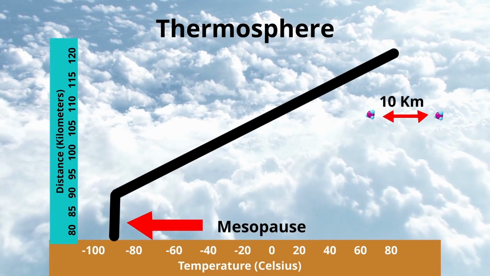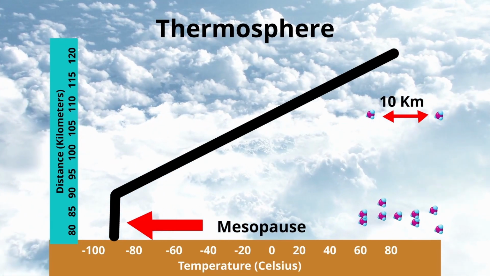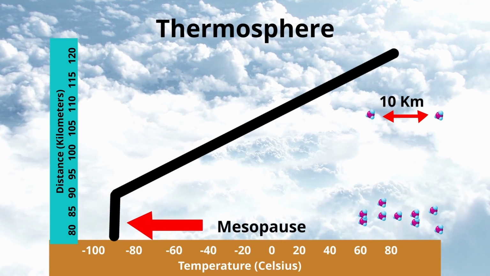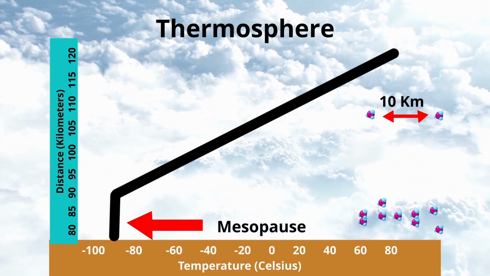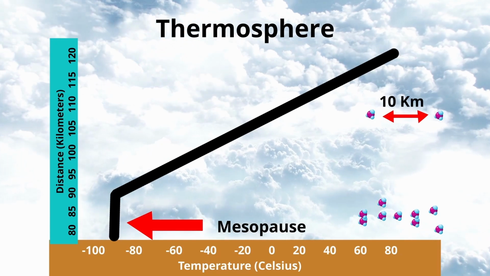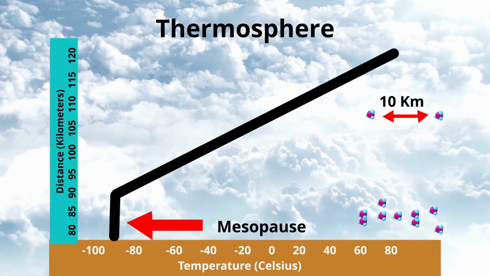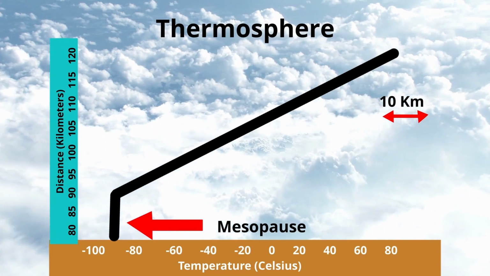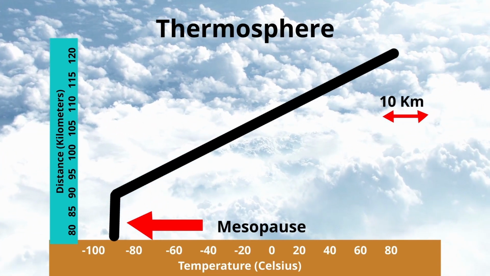The average distance an air molecule would travel before it collides with another air molecule is 1 kilometer. For perspective, the average distance an air molecule would travel to collide with another air molecule at Earth's surface is less than 1/1,000,000th of a centimeter. At an altitude of 500 kilometers, it would take approximately 10 kilometers for molecules to collide with each other.